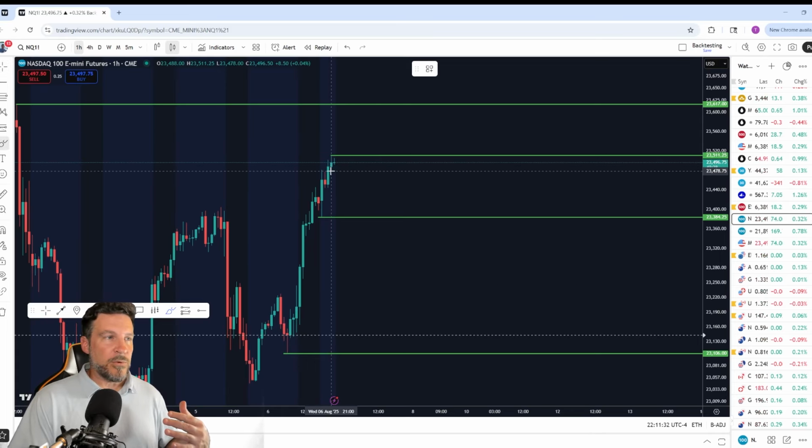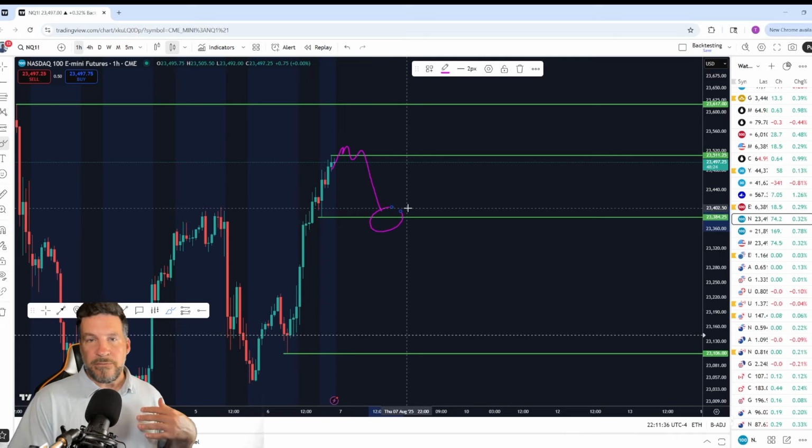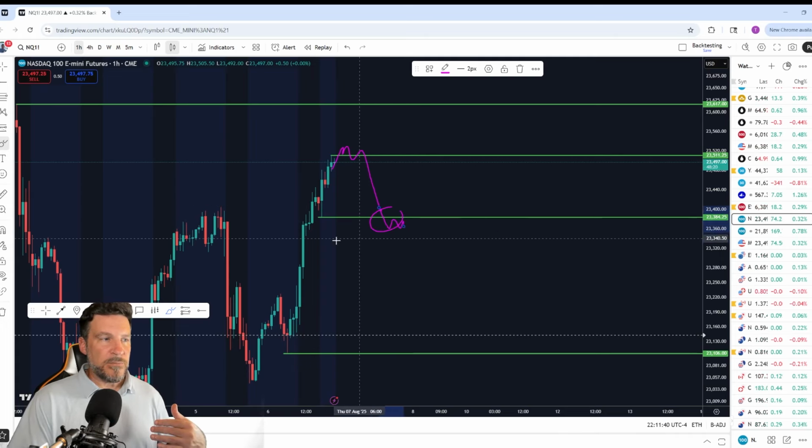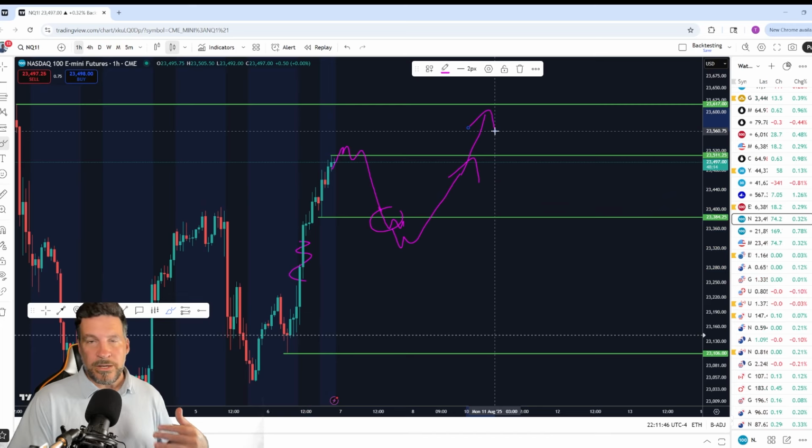For example, price might come up here and try to sweep this area and then come down to the next area, and vice versa. Price may come down here, try to sweep this, maybe try to mitigate these fair value gaps here and then come back up. Okay, come all the way back up to this target here.